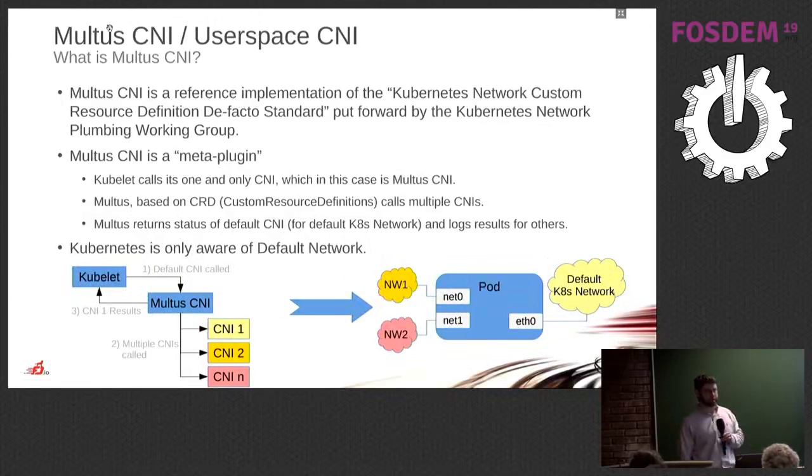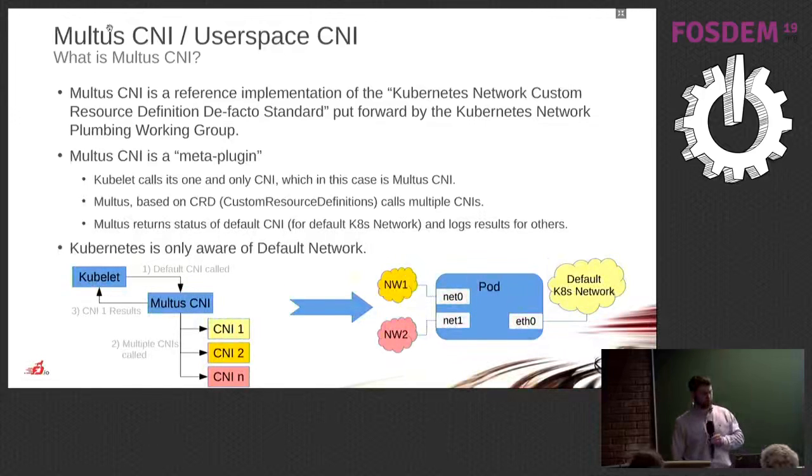Multus is a meta plugin. Kubernetes basically only wants you to have one CNI, because it only has one interface on a pod. And so what Multus does is, Multus is the one and only CNI from Kubernetes' point of view. And then Multus goes in and lets you define custom resource definitions, which are basically what other CNIs you want to use and the data associated with them.